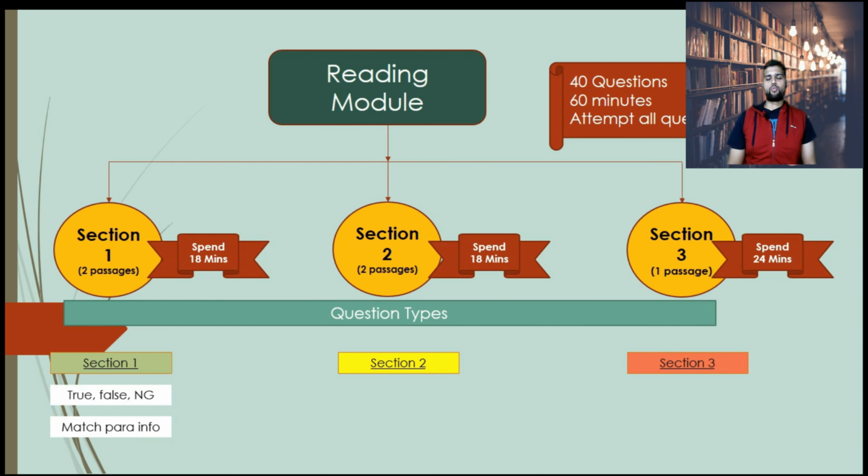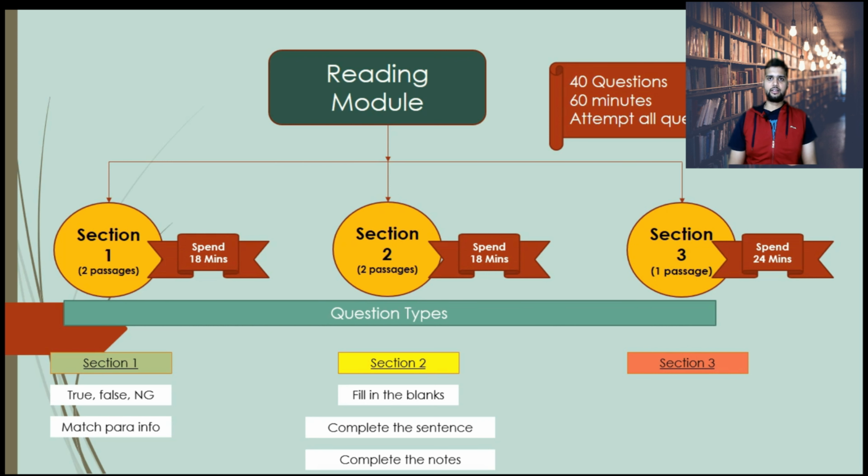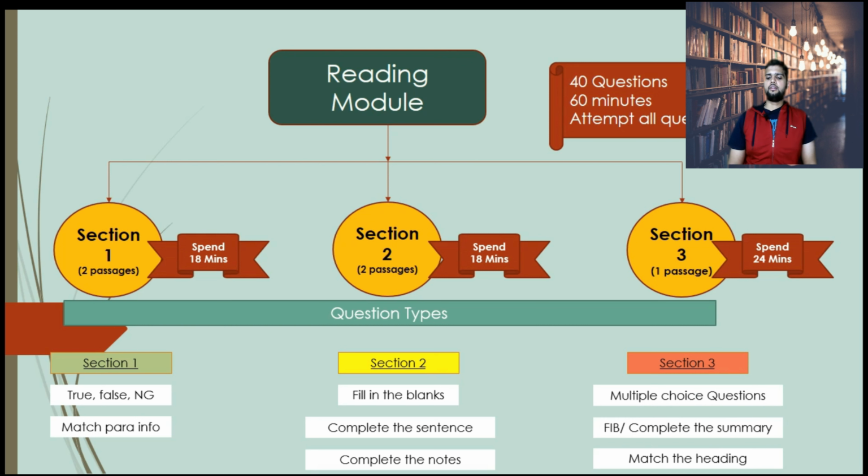So in section 1 commonly you will get true, false or not given questions, and the second type of question you may get is match the paragraph information. In section 2 you will be getting fill in the blanks, complete the sentence or complete the summary, all these kinds of questions. Majority of the time you will get fill in the blanks in this section 2. And section 3 is the difficult one, where you will be getting multiple choice questions, and you'll have to give the author's opinion or the right answer out of the 4 or 3 options available.